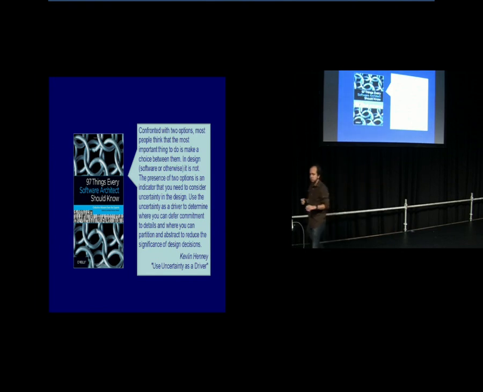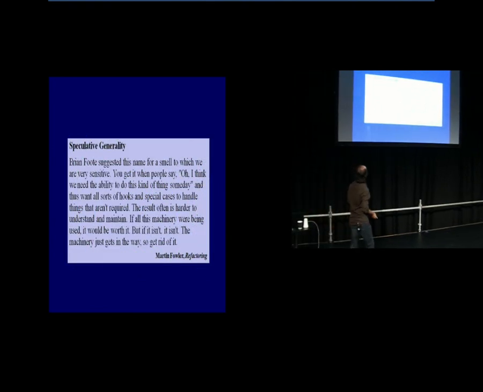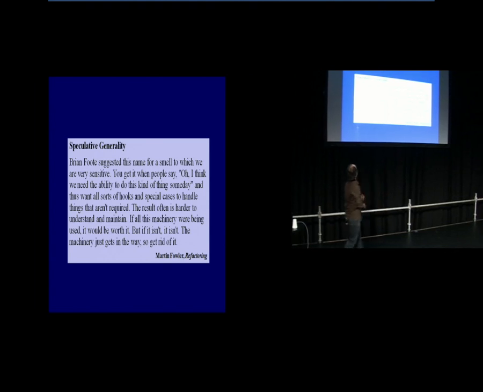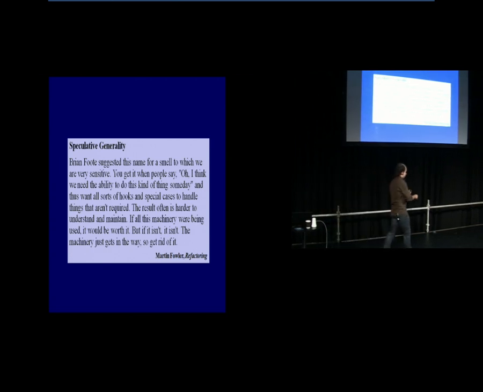Now, don't confuse this with the kind of vague speculation that sometimes we can end up getting trapped into. This quote is from Martin Fowler's book, Refactoring. Brian Foote suggested this name for a smell to which we are very sensitive. You get it when people say, I think we need the ability to do this kind of thing someday, maybe, and thus want all sorts of hooks and special cases to handle things that aren't required. I'm sure you've come across code like this, where you're looking at the code, and then there's some kind of option on you, do this and you do that.